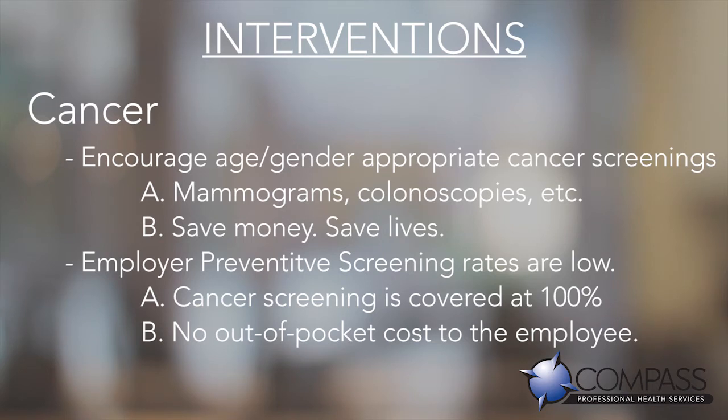We find that when we look at employer claims, their preventive screening rates are actually much lower than they should be. They might have screening rates of only 30% as opposed to 70, 80, 90%. That's an area of opportunity that we see for a lot of employers in terms of catching those cancers earlier. And then finally, for the 3rd category, cardiovascular.